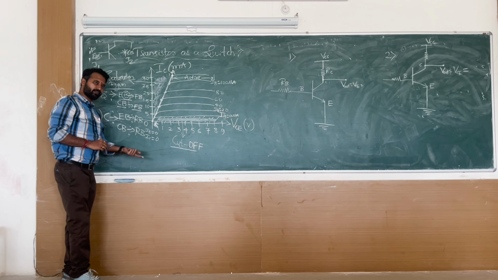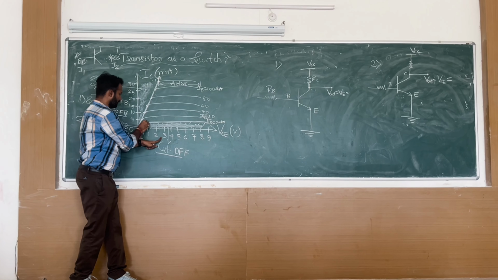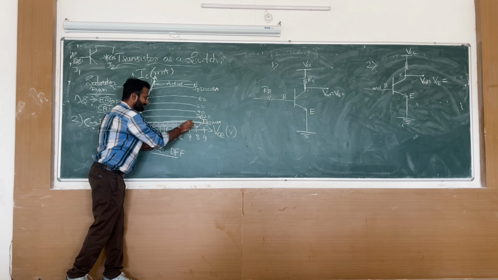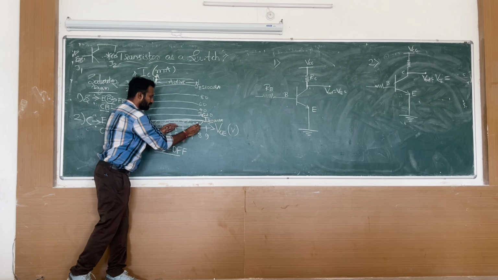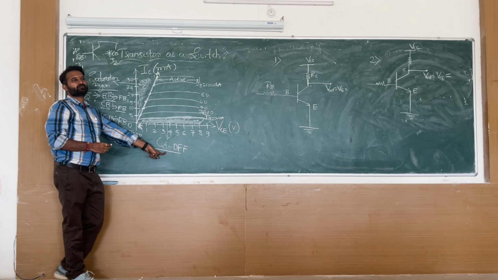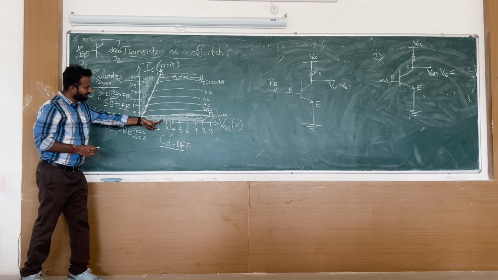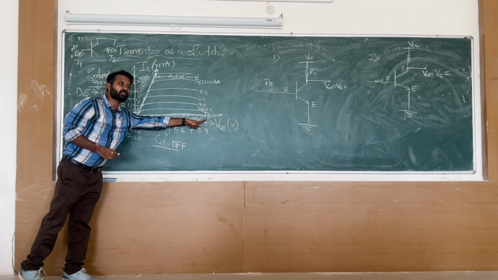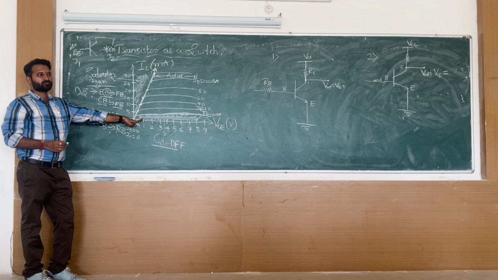Let me give you one more definition. The area of the region below this curve, which curve? IB equal to 0 microampere. This is the line, or you can say the curve. The region below IB equal to 0 is called the cutoff region. Two definitions I have given. In this region both junctions are reverse biased, or it is the space available below IB equal to 0 microampere, or 0 ampere. This region is called the cutoff region.